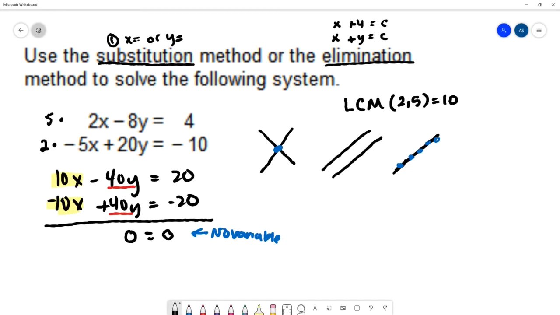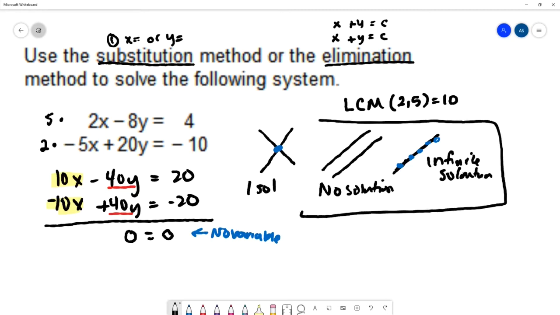So the normal case will just have one solution, and these special cases, if the two lines are parallel and never intersect, there's no solution. If the two lines are on top of each other, you have infinite solutions. So anytime you start to work out your problem and all of the variables eliminate or cancel out, you know you're going to have one of the special cases.